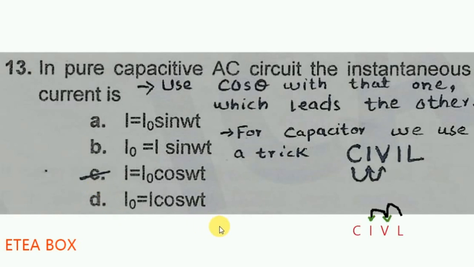Now let me tell you what will happen in case of an inductor. I told you to ignore this I. Now when you ignore this I, it will be CIVIL. So for the inductor, L stands for inductor, the voltage leads the current by 90. It means that in case of an inductor the voltage leads, and the current lags behind. Use cos theta with that one which leads the other. So in case of an inductor the voltage leads, so you have to use cos theta with voltage and sin theta with current. So this one is the case of an inductor.